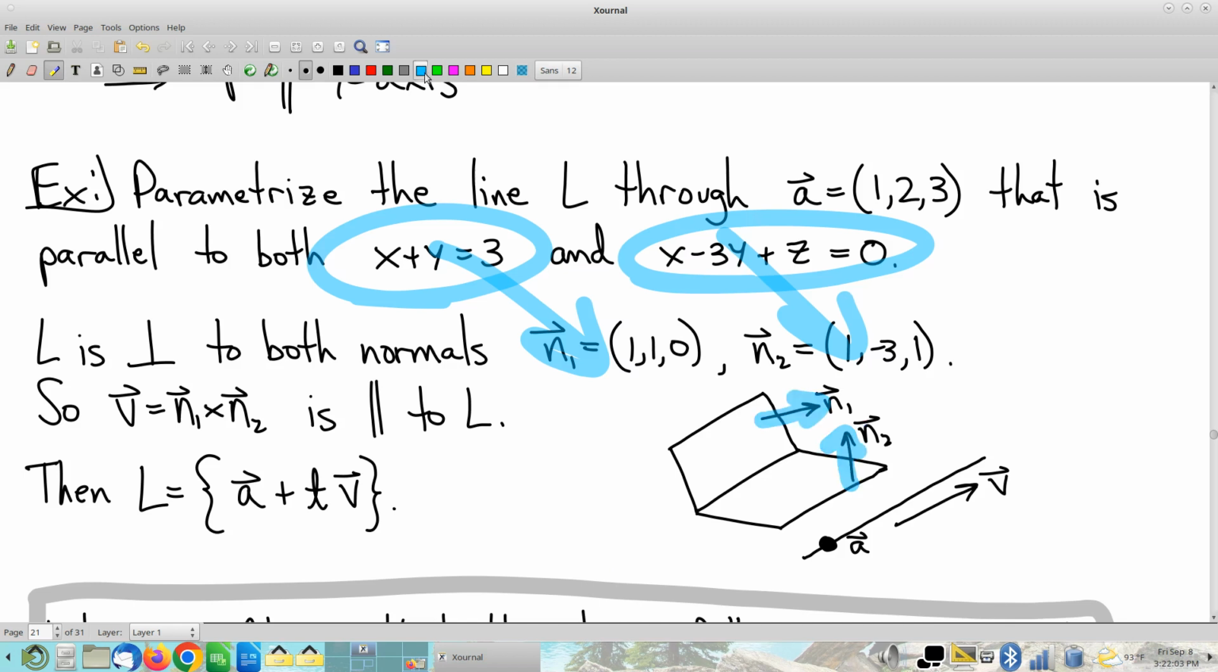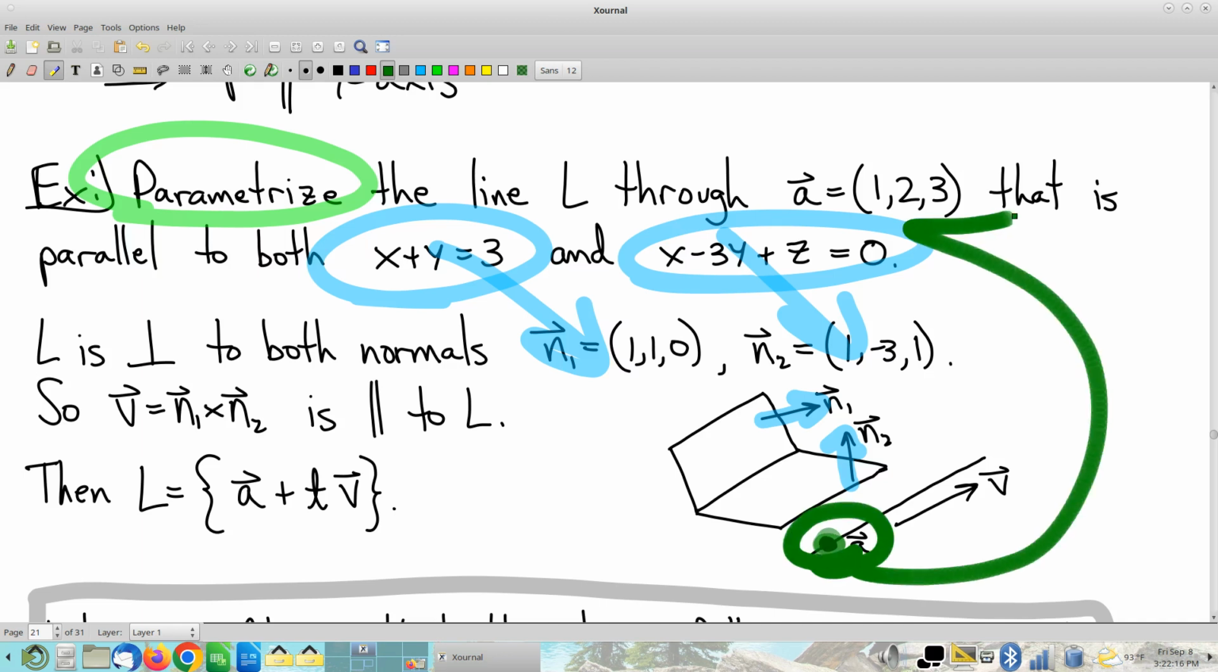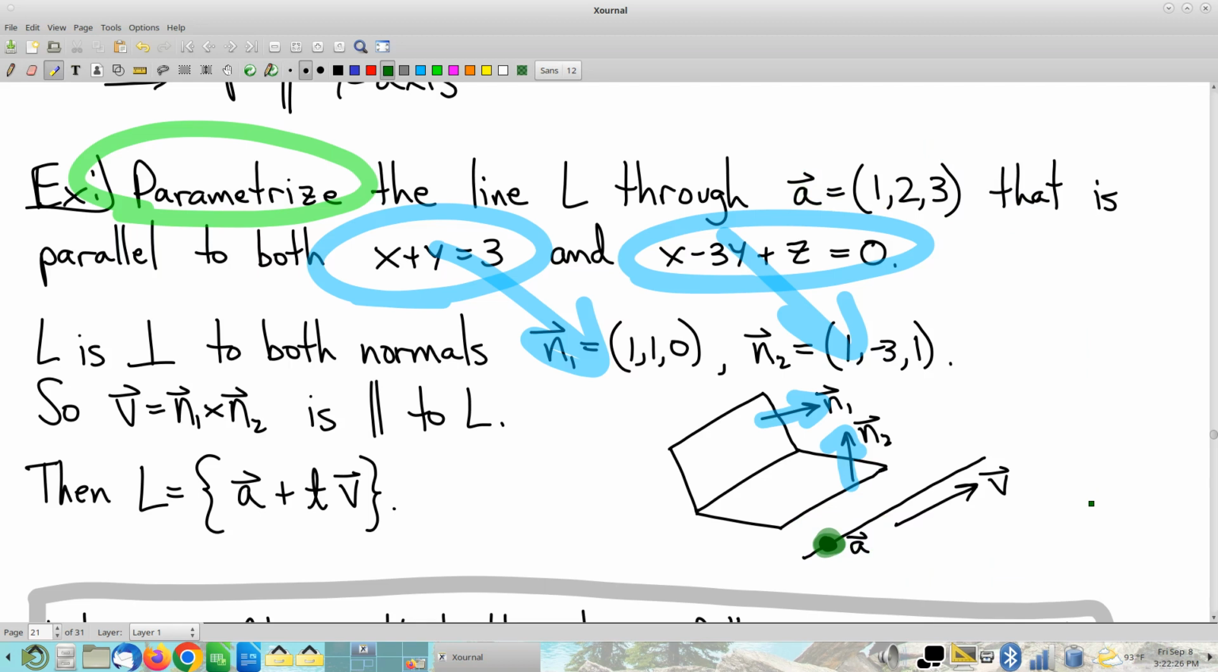Now, working backwards from our goal is a parameterization. Let's think through, what do we need to form a parameterization? Well, we're going to need a point on the line, but we're given that. So it's not really something we need. We already have it. We'll eventually need it, but we already have it, so we can set that aside for the moment. And what else do we need? We need a direction vector. We need a vector parallel to the line that we're going to try to parameterize.